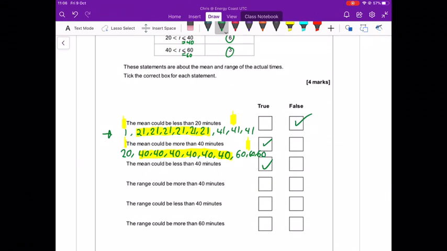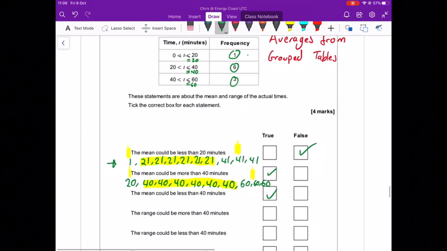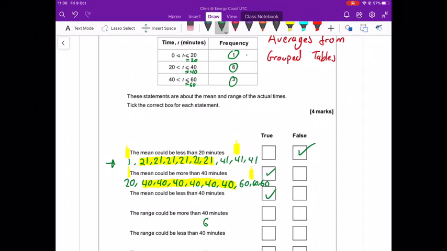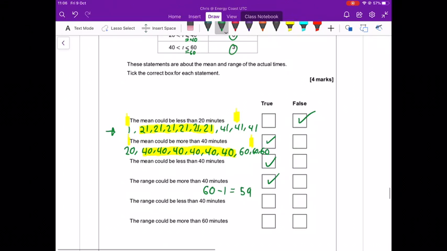Then we move on to the range, okay? The range could be more than 40. What's the biggest range we could have? Well, the biggest number in our list would be 60, if that's as big as possible, and the smallest number in our list is something like 1. So if I did 60 minus 1, that'd be 59. So I could have a range bigger than 40.